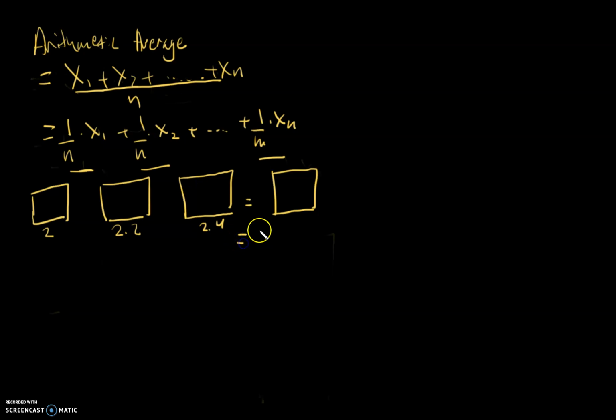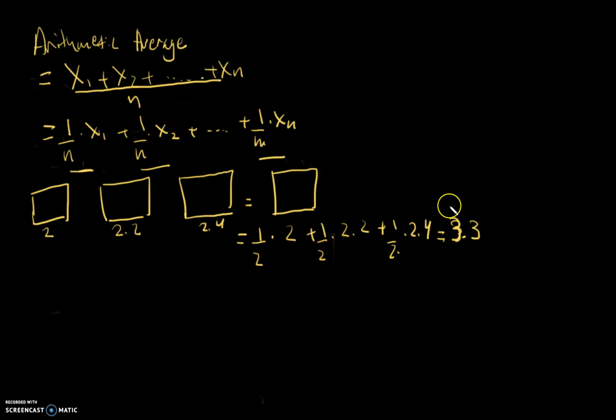So what would that number look like? That's a half times 2, plus 1 half times 2.2, plus 1 half times 2.4. I already worked this out ahead of time. That's going to be 3.3.